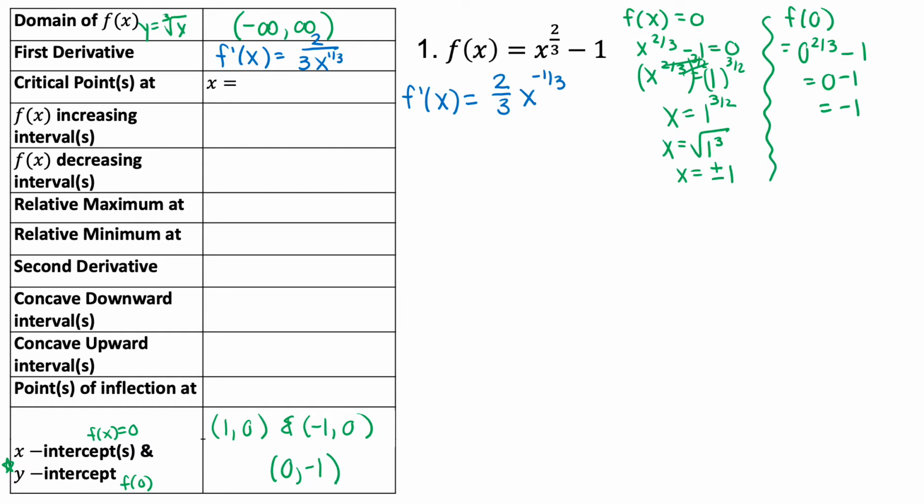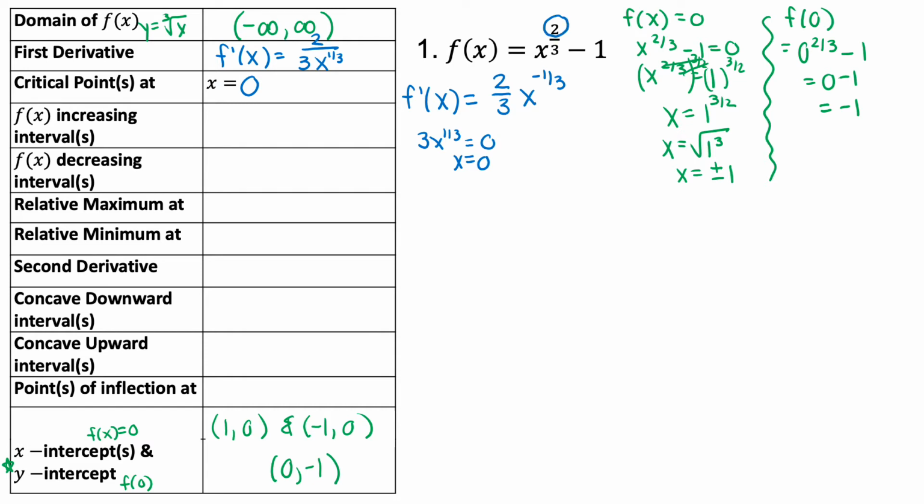Remember, to find our critical points, we set our numerator equal to 0 and also our denominator equal to 0. The numerator has no variables, so we don't need to worry about that one. There's nothing that would make our numerator equal to 0. Our denominator, however, 3x to the 1/3 equals 0. The only way that would happen is if x equals 0. So x equals 0 makes that undefined. That would be our critical point.